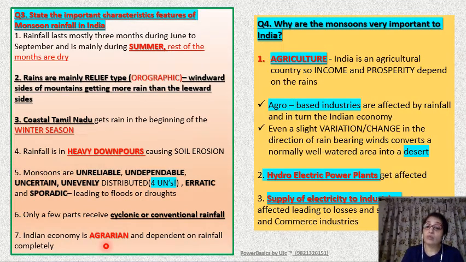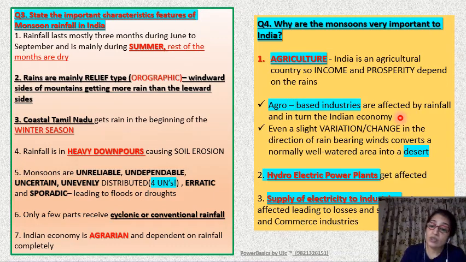So why are the monsoons so important to India? First of all, agriculture. India is an agricultural country, so income and prosperity depend on the rains. If there are no rains, there is no way to produce food, no way to sow your seeds and produce food in agriculture. And therefore, incomes of farmers get hit very badly. Agro-based industries are affected by rainfall and in turn the Indian economy.